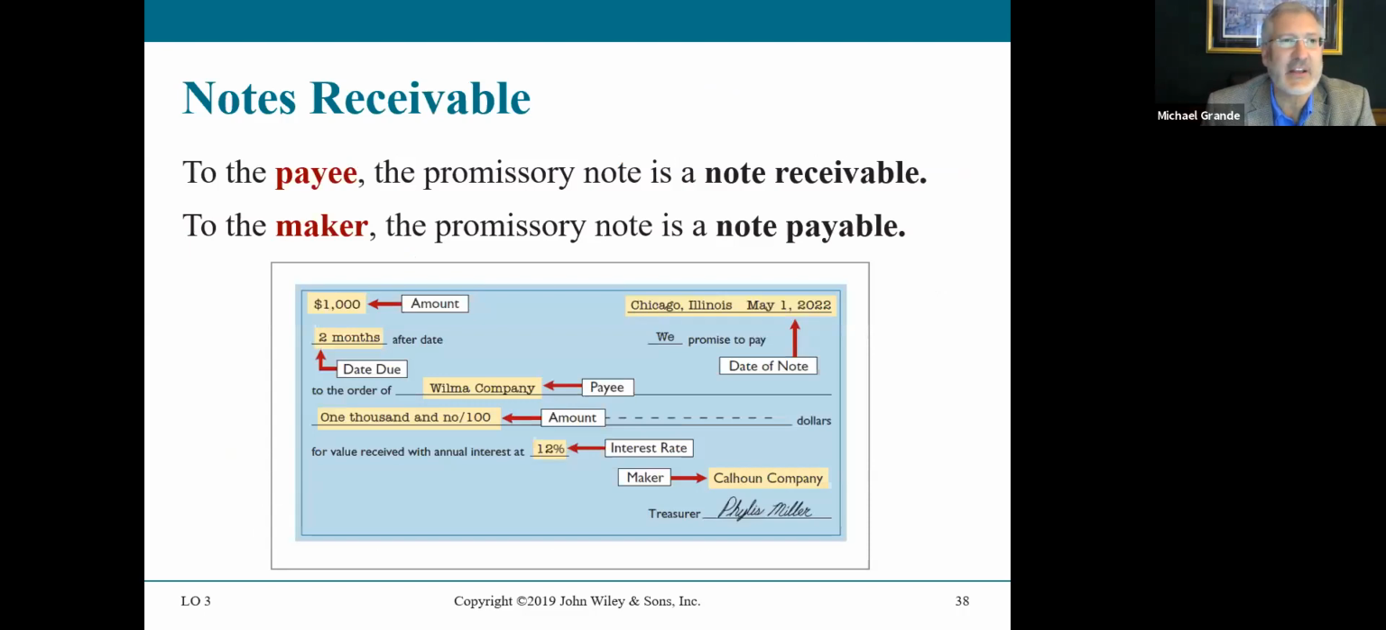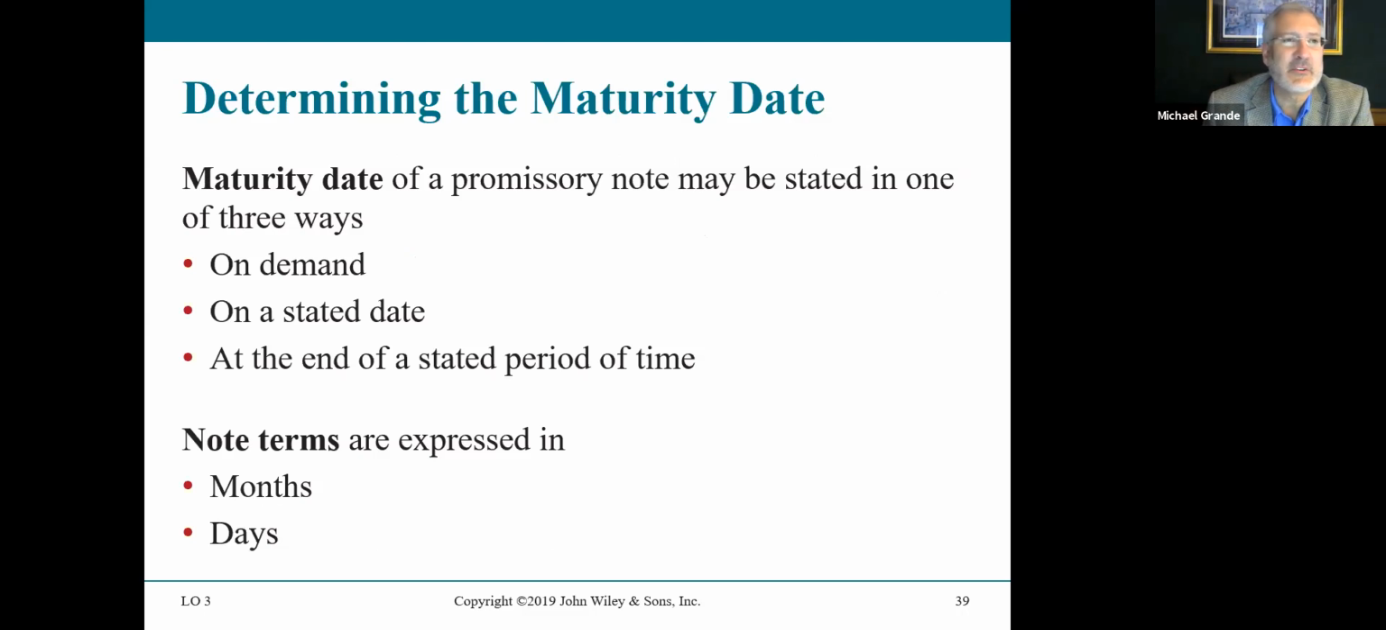Here's an example of a handwritten note. They are clearly much more complex than this, a 4x6 piece of paper. To the payee, the promissory note is a note receivable. To the maker, a promissory note is a note payable. Determining the maturity date. The maturity date of a promissory note may be stated in one of three ways. On demand, it means anytime. On a stated date. At the end of a stated period of time. Note the terms are expressed sometimes in months or days.